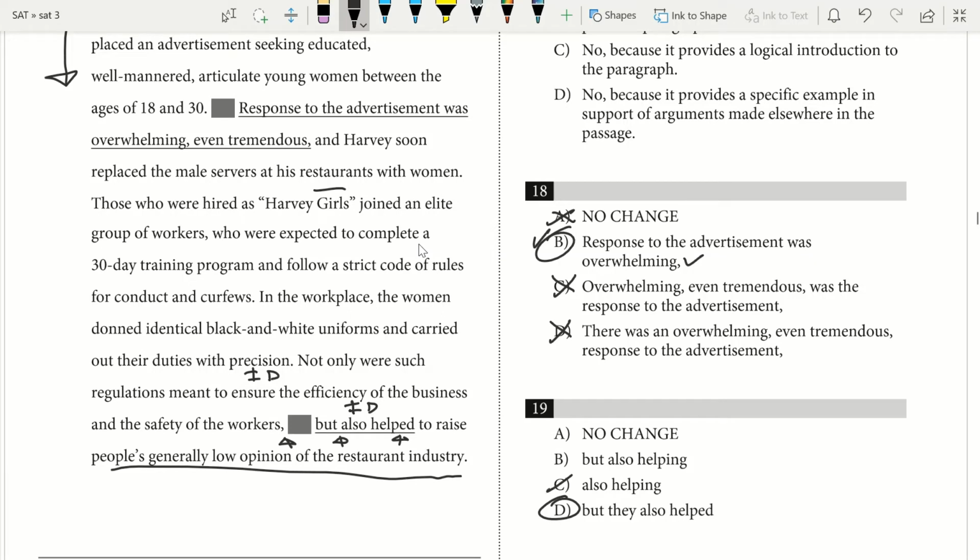We can't have also helping because there's no subject. We can't have but also helping because there's no subject. And we can't have no change because there's no subject there either. So our answer has to be D.